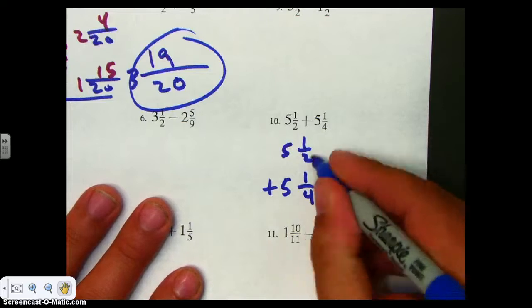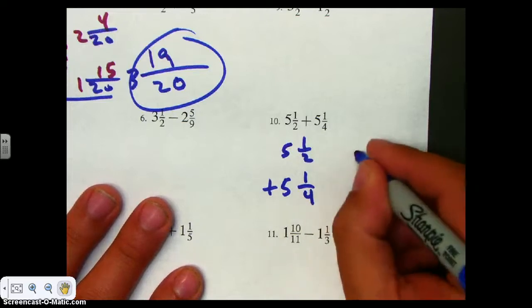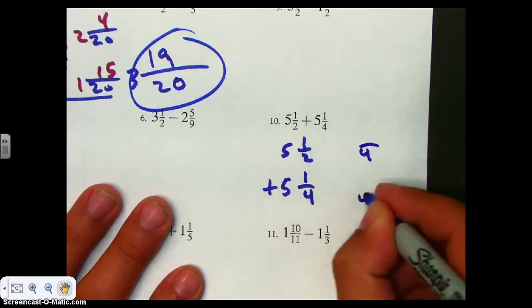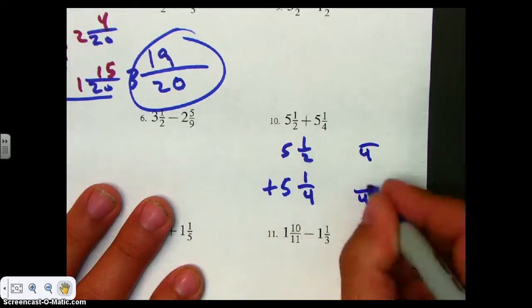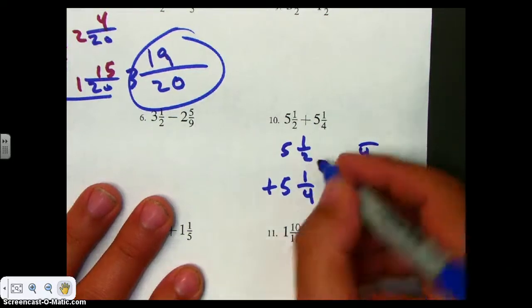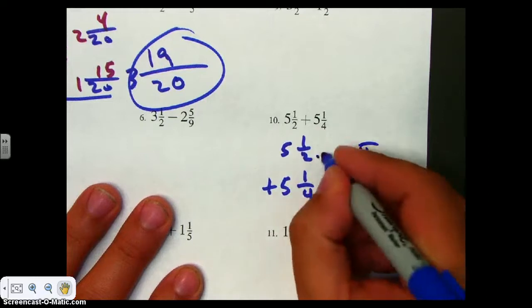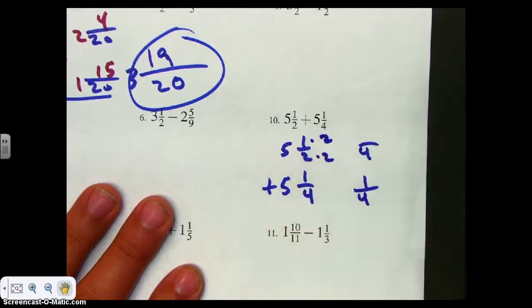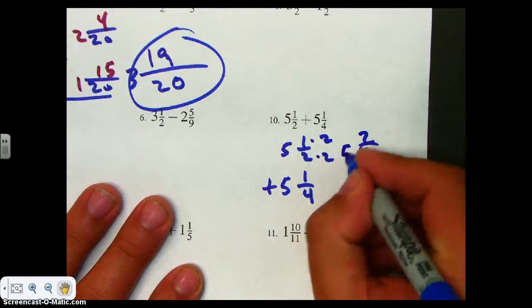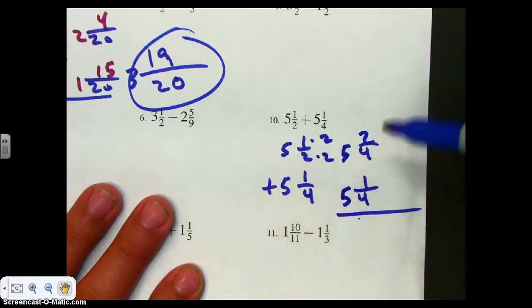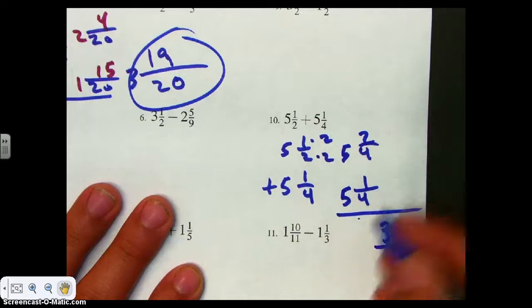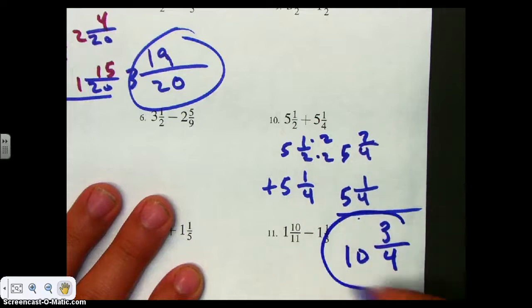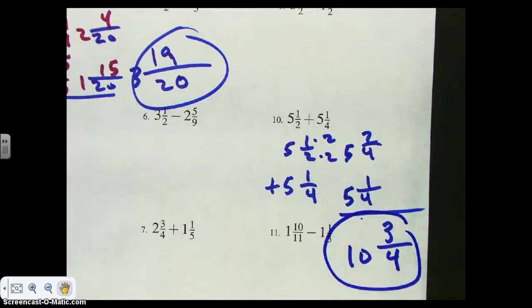The smallest thing 4 and 2 both go into is 4. When the denominator doesn't change, the numerator stays the same as well, so we're just going to put that as a 1. 2 times 2 makes 4. We're going to write the equivalent fraction by multiplying by 2 on top. 1 times 2 is 2. Copy our whole numbers over. 2 fourths plus 1 fourth is 3 fourths. 5 plus 5 is 10. So 10 and 3 fourths, which doesn't simplify, so we're done.